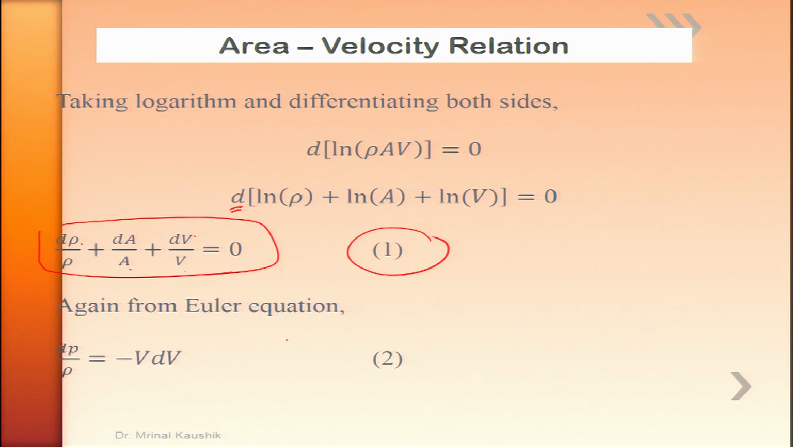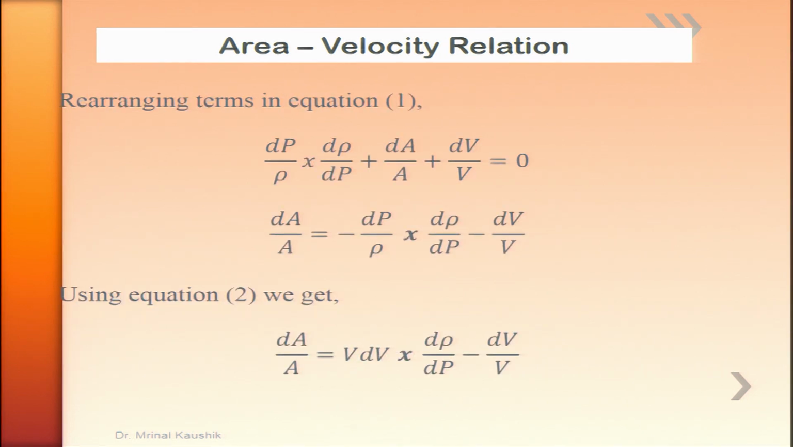Now, the second equation we are considering is the Euler equation. The Euler equation is one form of the momentum equation for inviscid flow. The second result is dP by rho equals minus V dV.